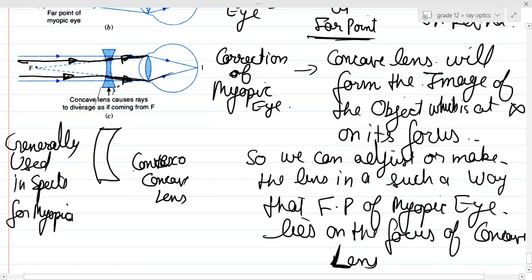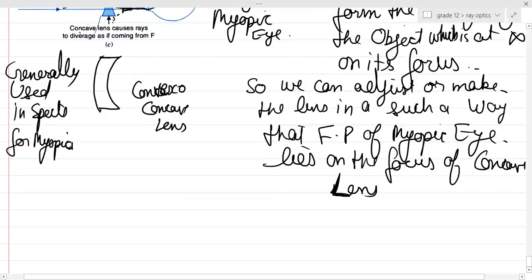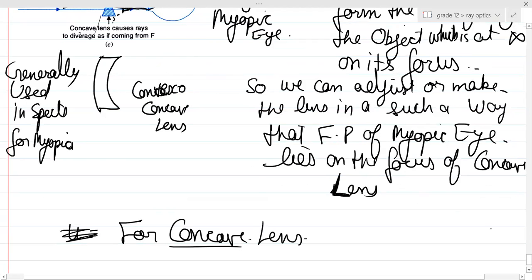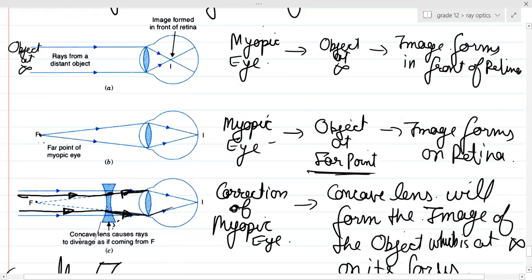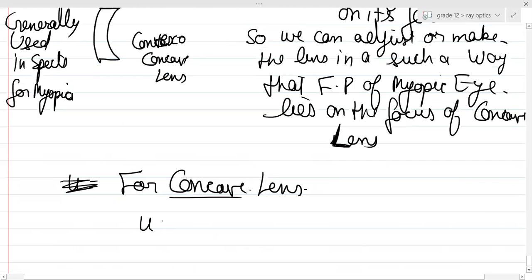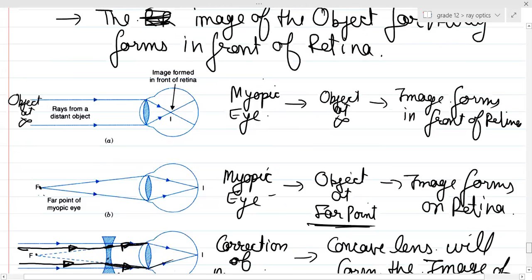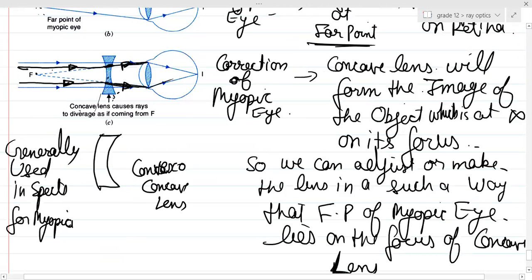Is it clear? Now how will we see the numerical part involved in the case of myopia? See, where was the object located? If someone wants to find out where the object is located for the concave lens, for this concave lens, where is the object located? The object is at infinity. The u is basically infinity. And what is v? Where shall the image form?